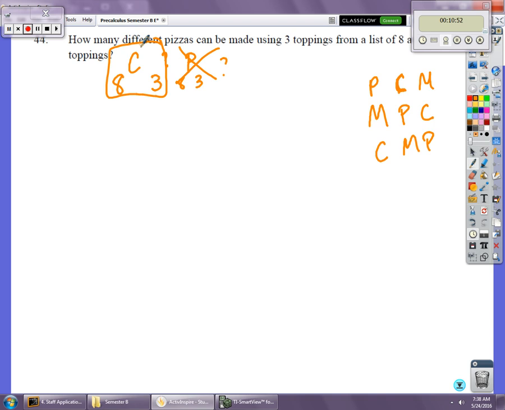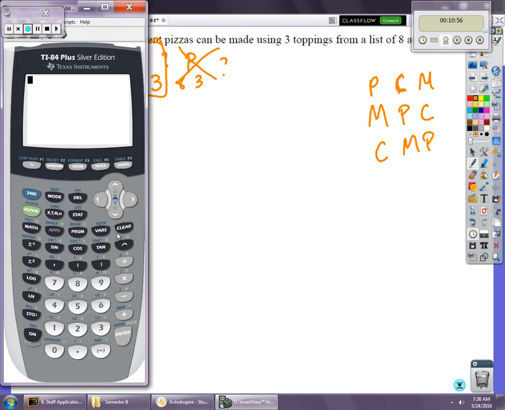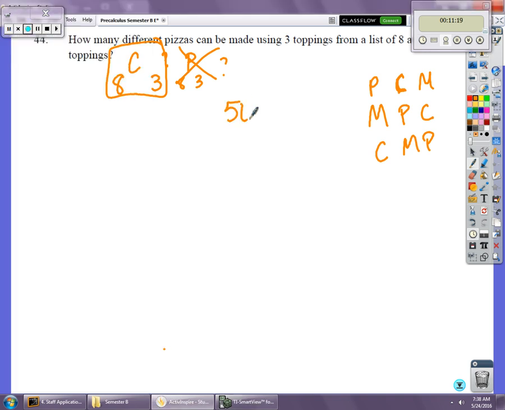Okay, so this is calculator allowed, so I'll show you 2 ways we can do this one. One way is on your calculator, you put the 8 in first, and we're going to choose 3. I'm going to hit the math button and tab over to probability. And combination, as you can see, is number 3. Then I'll hit 3. So 56. There's 56 ways you could get your pizza made.